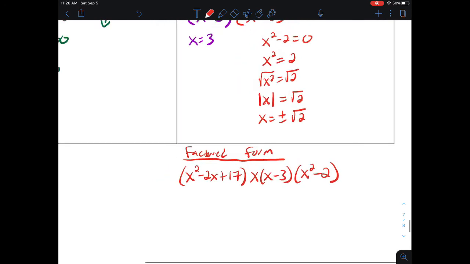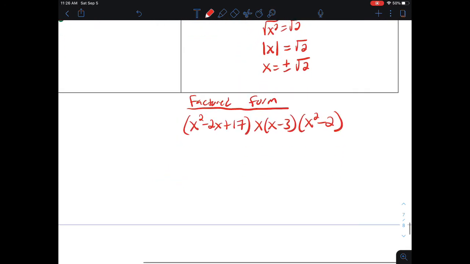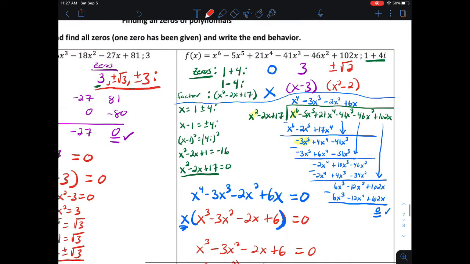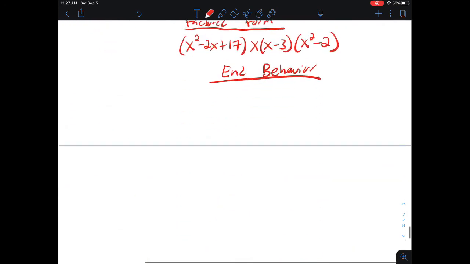Now, let's do end behavior. For the end behavior, we do the leading term test. We find the biggest exponent, which is x to the 6th. We look at its coefficient, which is positive 1. So we have a positive coefficient and even degree, which according to our leading term test means that both the left and right sides are going to go up.